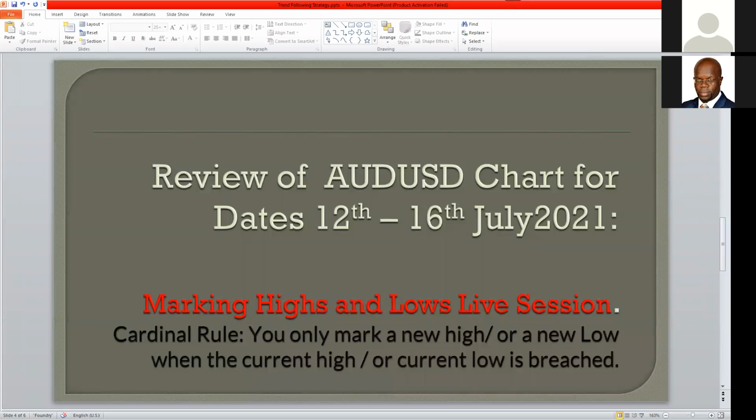Now, having said that, today we'll mostly dwell on the chart. We will walk through the chart from point A to point B, that's from the first day to the last day. We will walk through it, marking it, and you will use whatever will be recorded after what we have done.